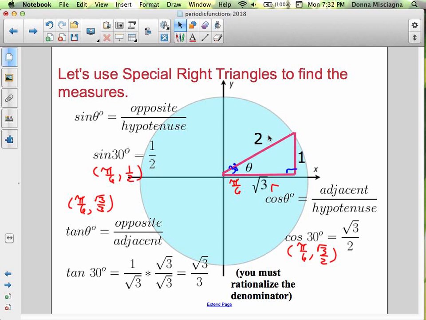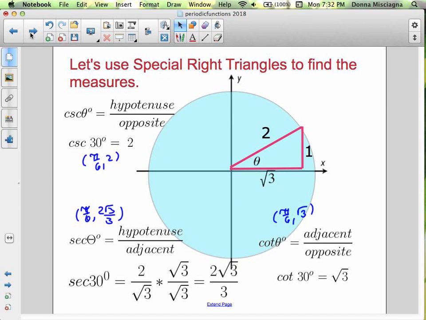We'll actually only be graphing sine and cosine, but in this little introduction I included the other graphs as well, including tangent, which we're not graphing, and cosecant, secant, and cotangent. So cosecant is hypotenuse over opposite, so that would be 2 over 1, or just 2. So pi/6, 2 would be a point on the cosecant graph.